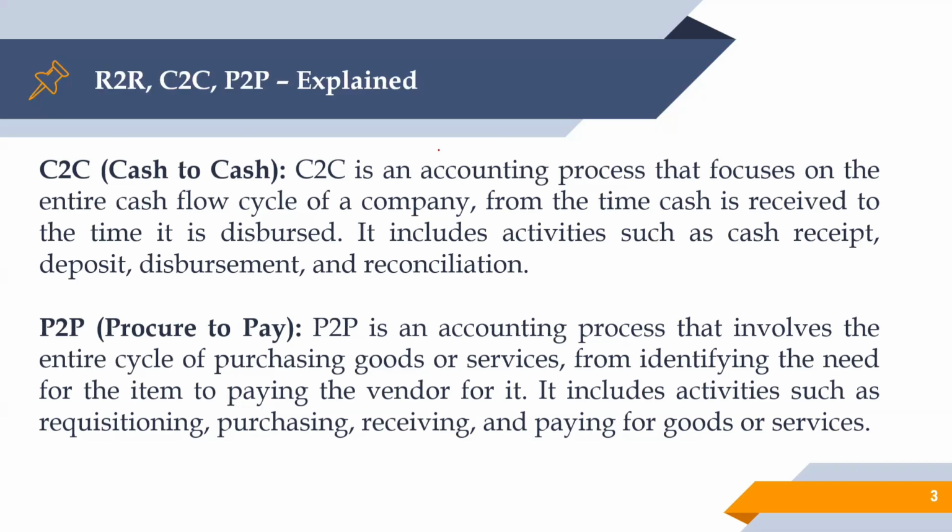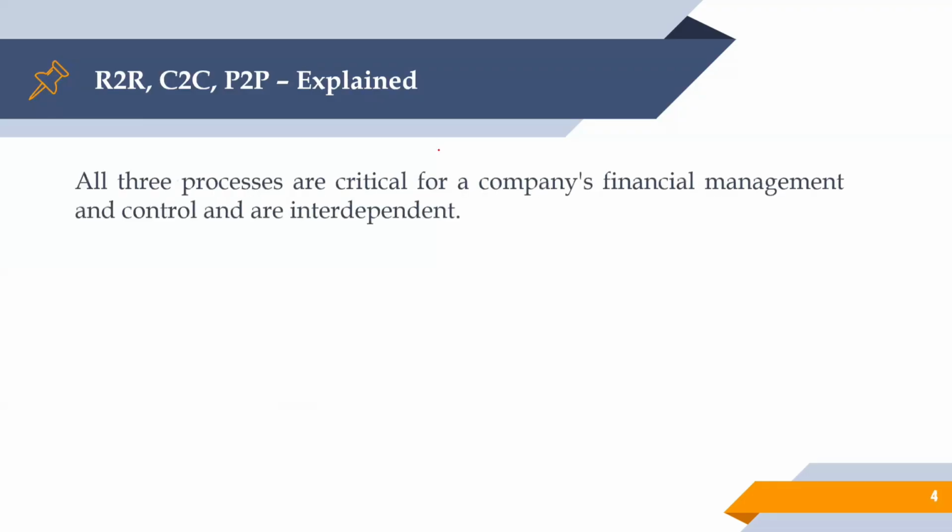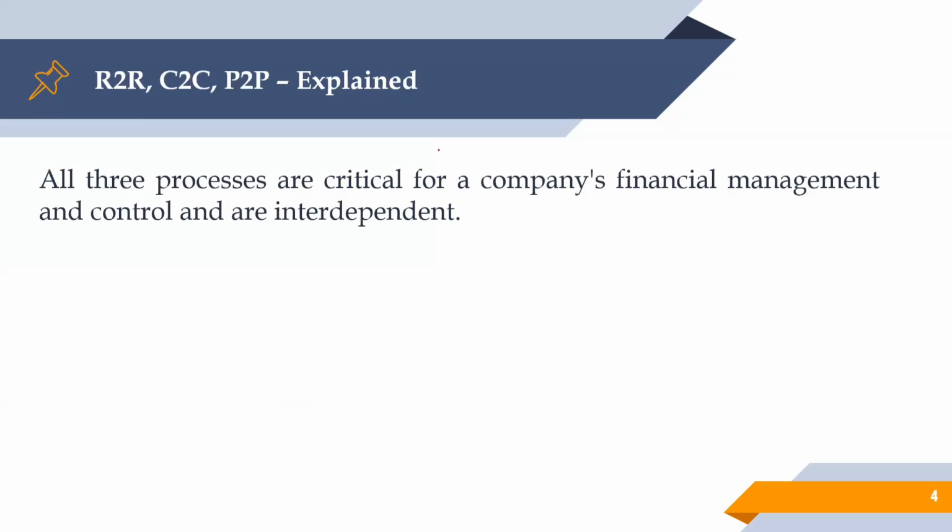Procure starts from procurement, that's the starting point, to pay. It means from the acquisition until making the payment of that invoice. Thus, everything is part of our procure to pay. That's P2P. Now, all three processes are critical for a company's financial management and control and are interdependent.